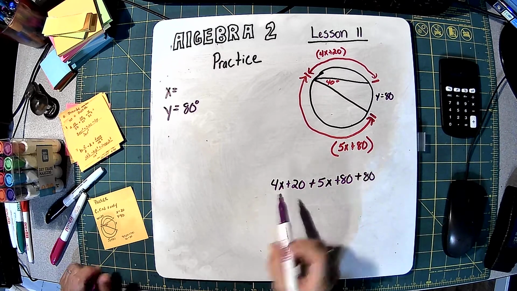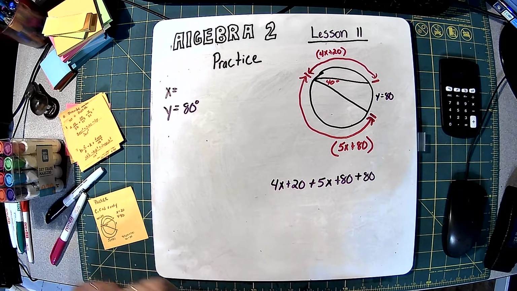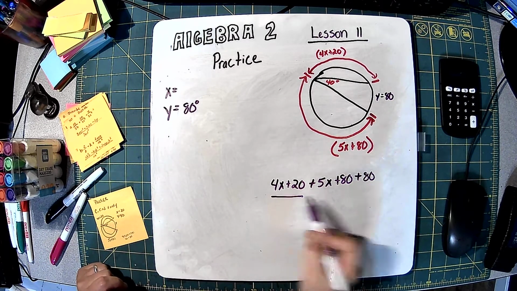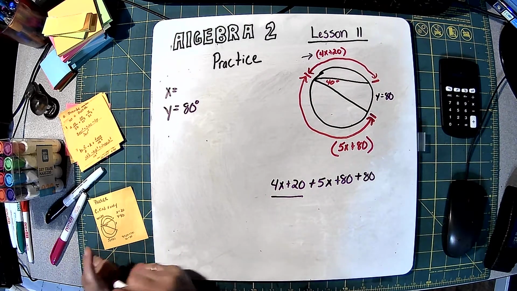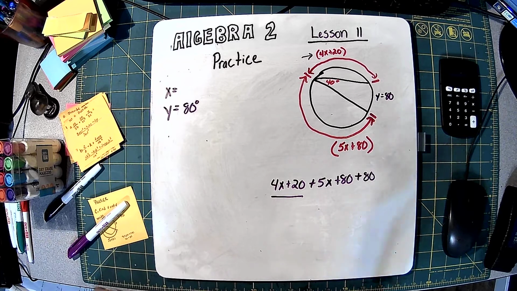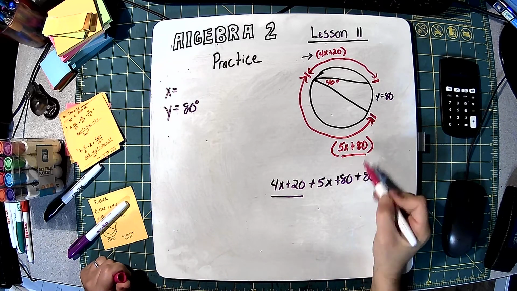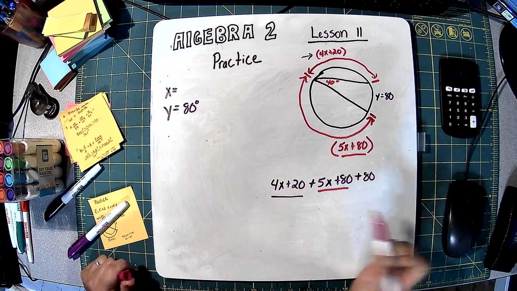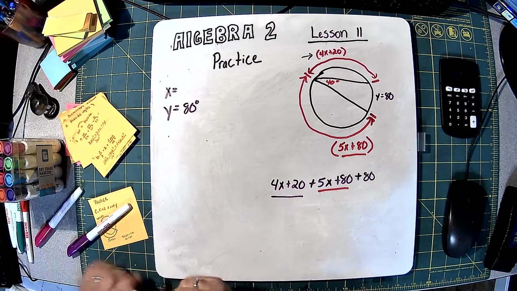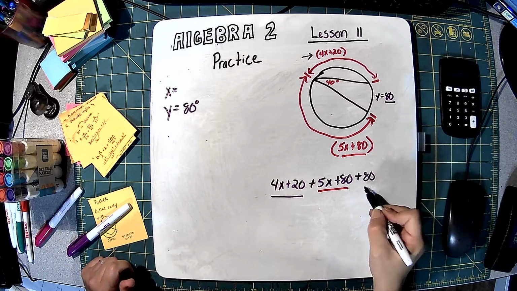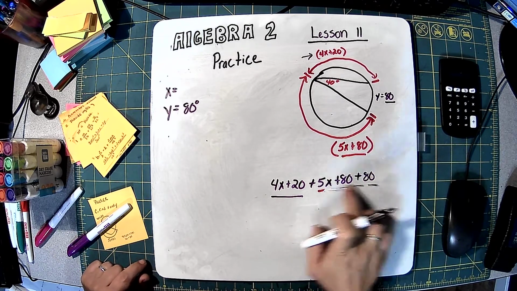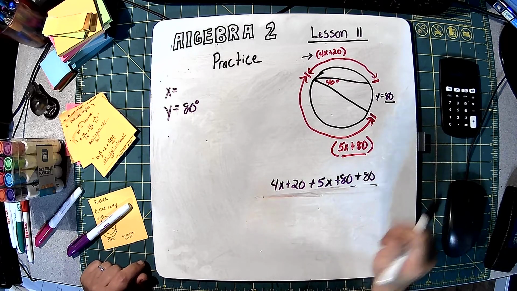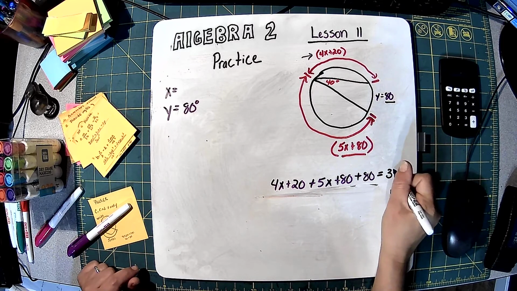So I'll show you these. 4x plus 20 right here is this one, and then 5x plus 80 right there. And then the last one is this 80 right here. So we're just going to add all those up and set that equal to 360.